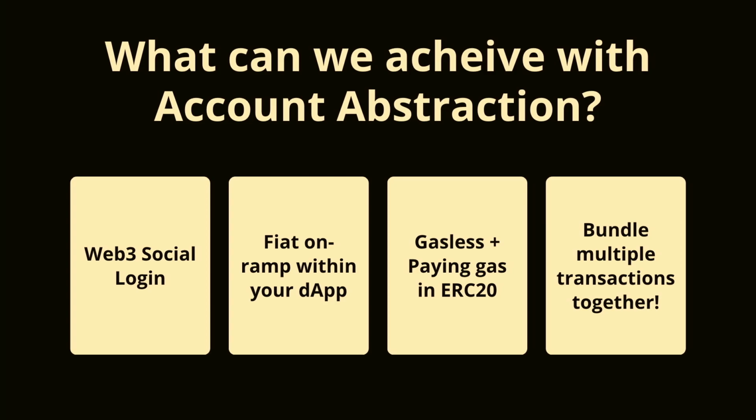So again, just going through what we can achieve through account abstraction. Web3 social login was one of the things I mentioned. Fiat on-ramping within your dApp. Both gasless and paying gas in ERC20. So the initial way that we looked at doing gasless transactions was through ERC2771. You can also achieve that through account abstraction. You don't need account abstraction to do it, but it is something you can do. And then again, bundling multiple transactions together to save on gas.